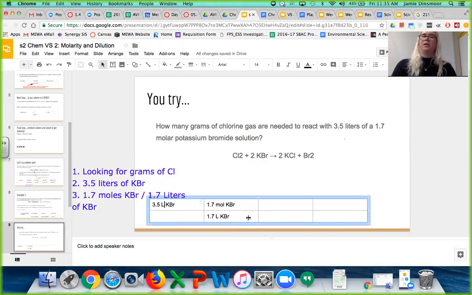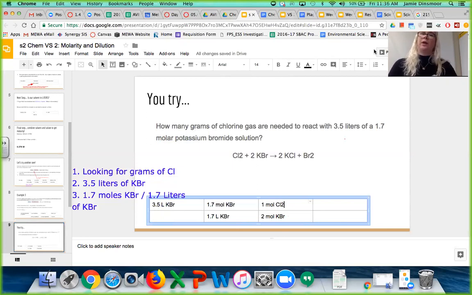So that would tell me, first of all, think about what's crossed out already. Liters are gone. We need moles of KBr on the bottom. So 2 moles KBr is equal to 1 mole chlorine. Okay, liters are gone, moles of KBr are gone. We're now just looking at moles of chlorine. That's good that we're in chlorine, because we're looking for something about chlorine, but we're looking for grams. So not moles, but grams.